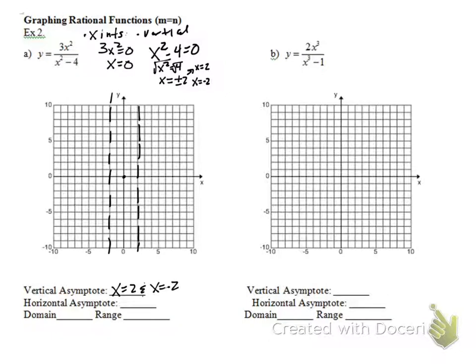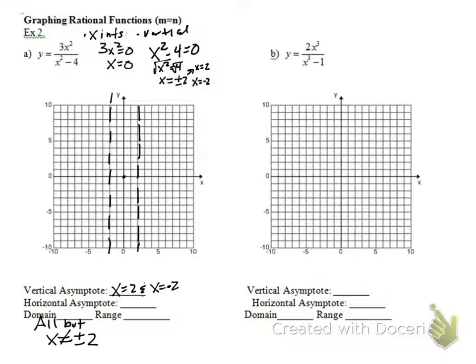Do I have a volunteer that doesn't mind going for the domain now that we have our vertical asymptotes down? Anybody think they know? Our domain is going to be everything but... You got it. x can't be equal to 2 or negative 2. You can't hit those vertical asymptotes, so we can fill that out.